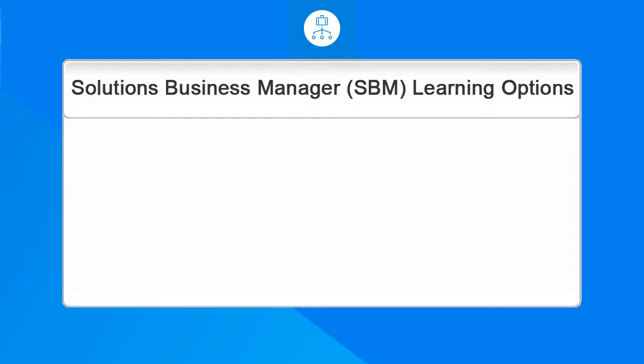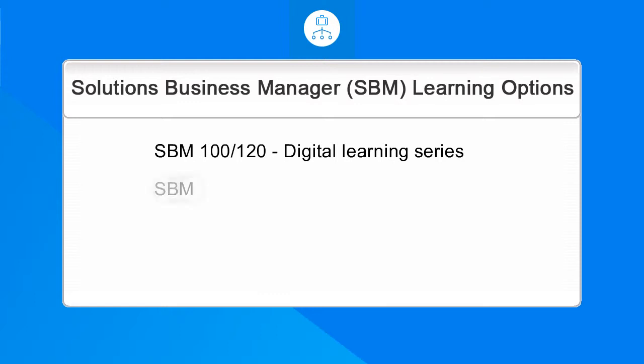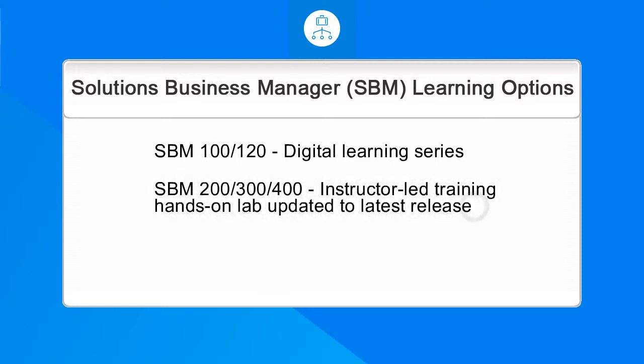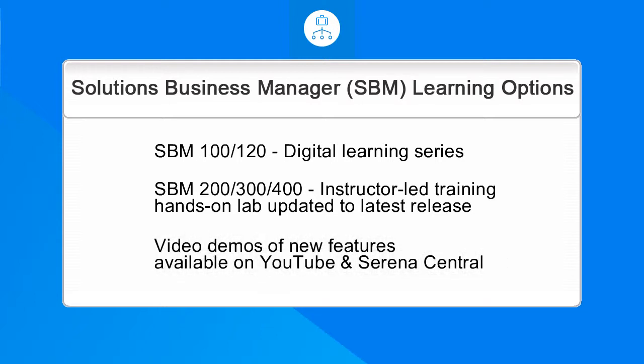Let's start with the learning options for SBM. We have our Digital Learning Series, SBM 100 and 120. These courses are self-paced, online, and available 24/7 for a full year after purchase. We have our Instructor-Led Series, SBM 200, 300, and 400. You can sign up for one of our scheduled classes which are taught online in a virtual classroom, or talk to your Micro Focus rep about setting up on-site classes. And we also have a variety of resources on the web, including our new feature series of short videos produced in support of each new SBM software release.